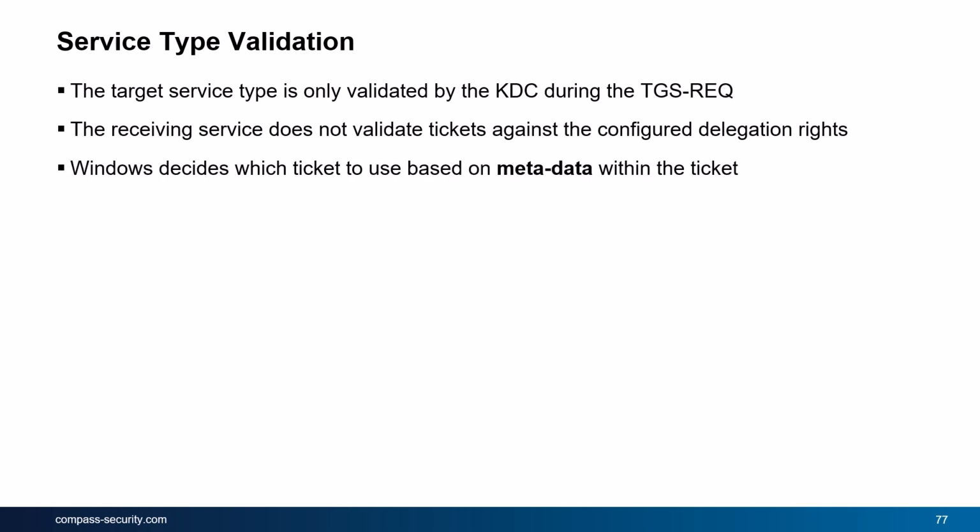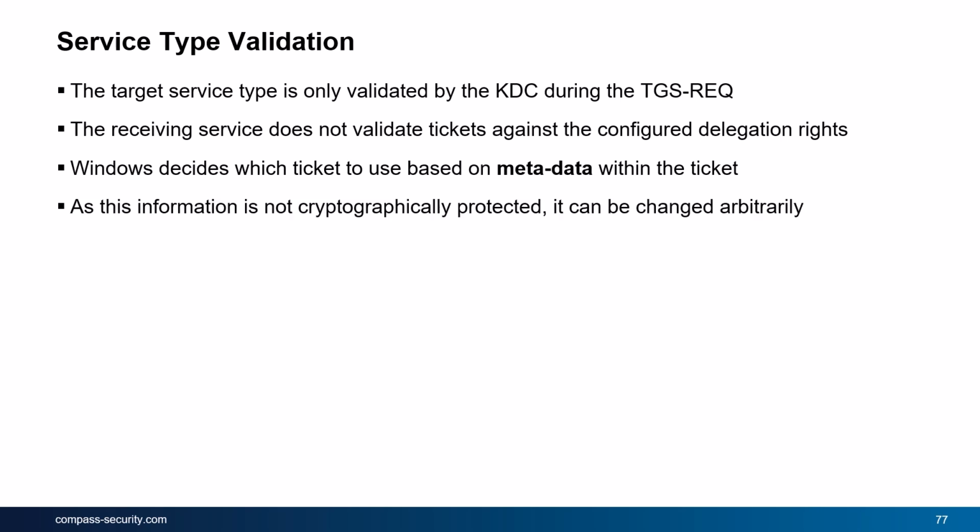Now, when we connect to a system or a service, we don't actively have to specify what kind of ticket we want to use, unless we're using tools like Rubeus and so on. But as a regular Windows user, we don't have to select what ticket to use towards which service. This is all decided based on metadata within the ticket. And as we've seen before, this information is not cryptographically protected, so we can just change it.